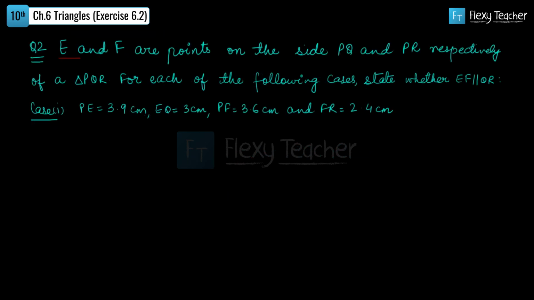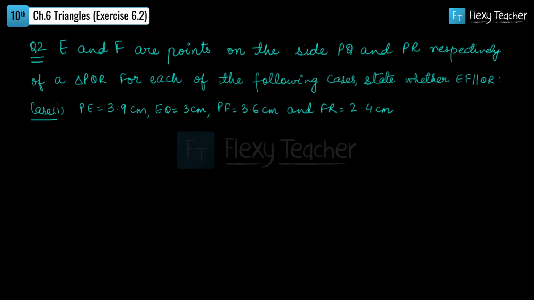Question number 2. E and F are points on the sides PQ and PR respectively of triangle PQR. For each of the following cases, state whether EF is parallel to QR. Case number 1, PE is equal to 3.9 cm, EQ is equal to 3 cm, PF is 3.6 cm and FR is equal to 2.4 cm.